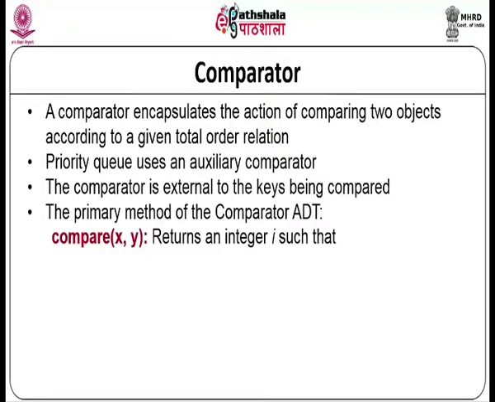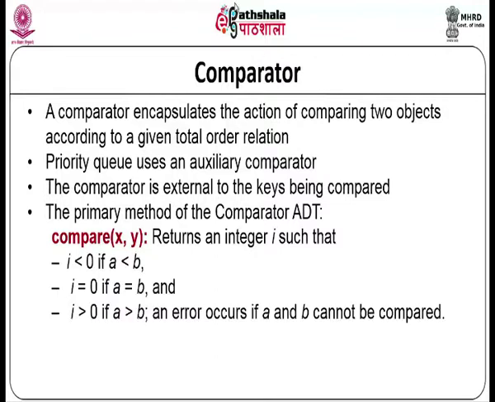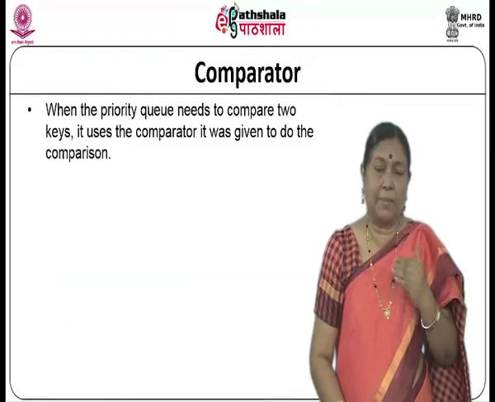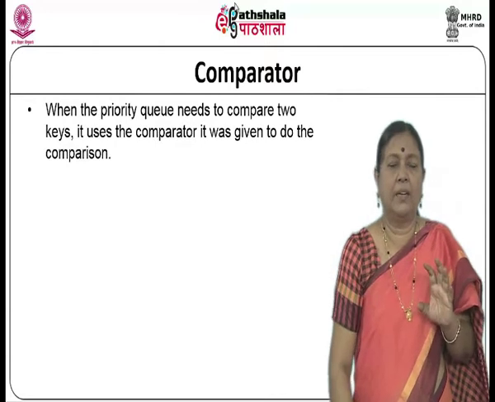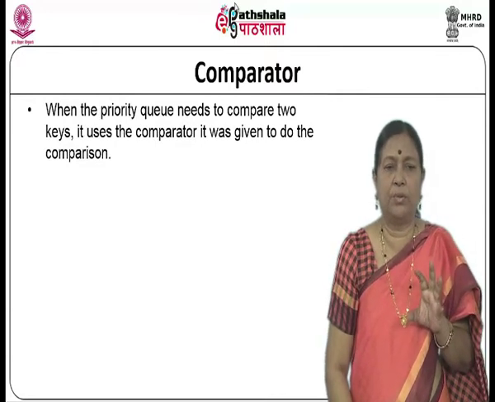So, the primary method is compare x comma y, and it returns an integer i such that i is less than 0 if x is less than y, i is equal to 0 if they are the same, and i is greater than 0 if x is greater than y. An error will occur if x and y cannot be compared. So, it returns an integer which is less than 0, equal to 0, or greater than 0. The comparator is needed by the priority queue when it compares two keys, and it is given to do the comparison.